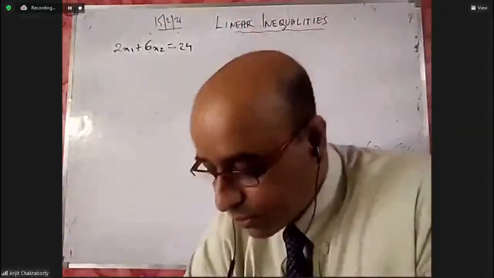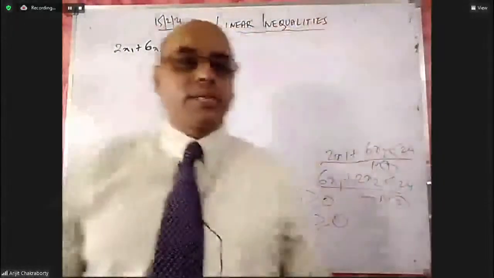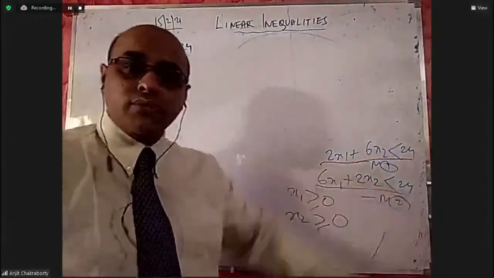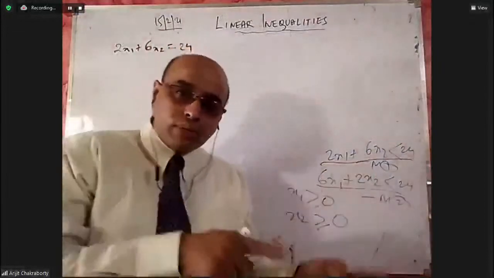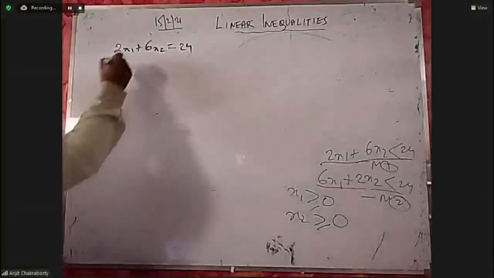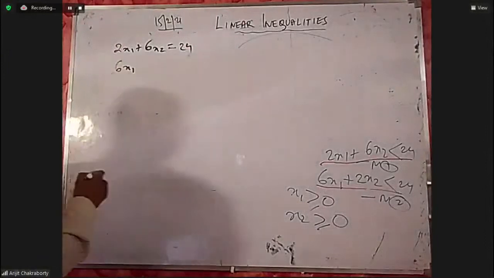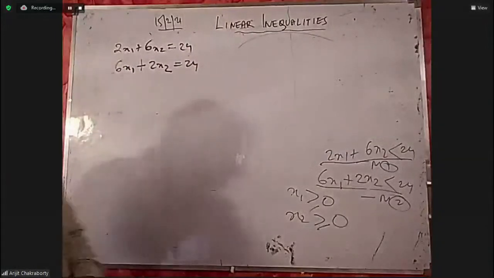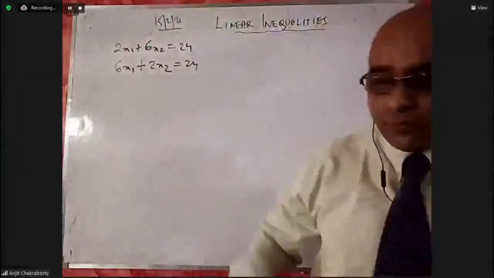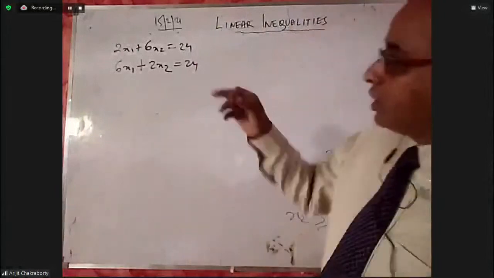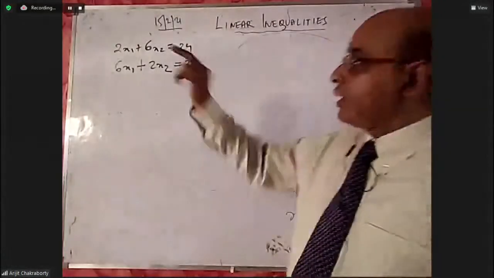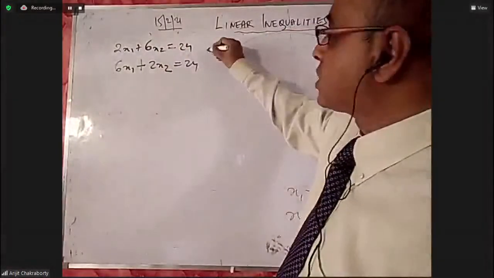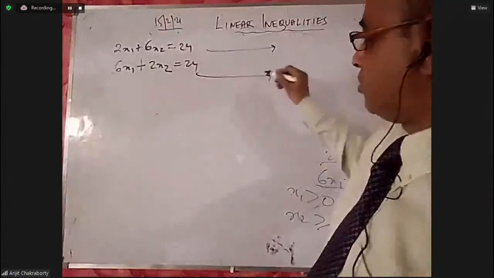So we have this equation, 2x1 plus 6x2 equal to 24. The next one is 6x1 plus 2x2 is less than 24, but I will convert the inequality into an equation. So I will write 6x1 plus 2x2 is equal to 24. Okay, this is done. Now for the first line, 2x1 plus 6x2 equal to 24, let me draw a simple box. Also for this one, I will draw a box.